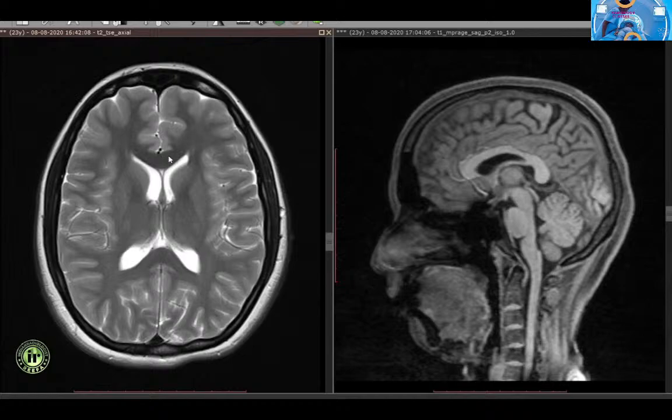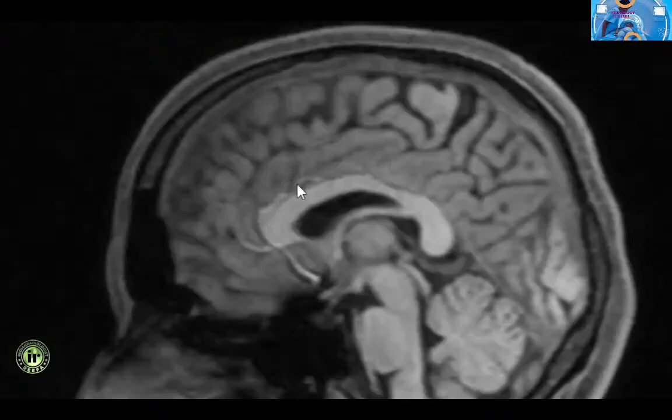The corpus callosum is a myelinated tract which appears hypointense on T2 weighted images and hyperintense on T1 weighted images. On sagittal section, it appears as a curved structure. The genu or the rostrum is the anterior most portion which blends into the anterior commissure. The genu curves posteriorly and superiorly towards the body and then to the splenium of the corpus callosum. The splenium is the most posterior portion of the corpus callosum.